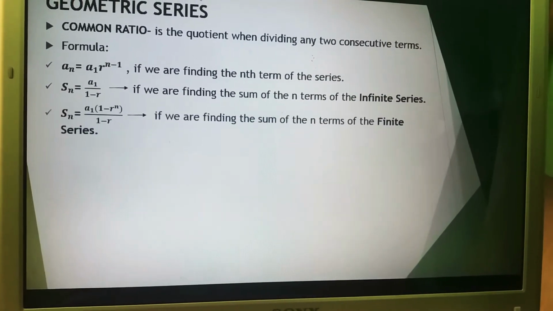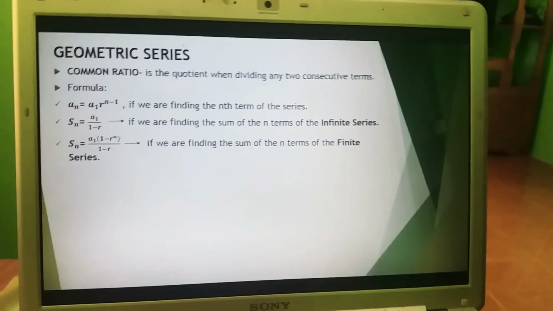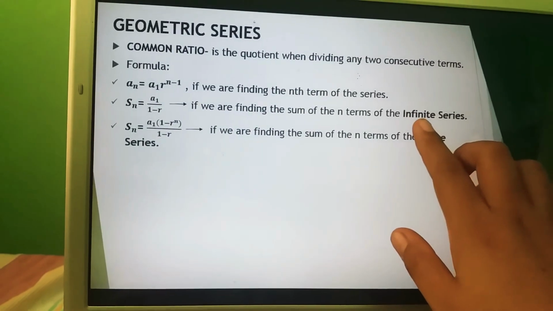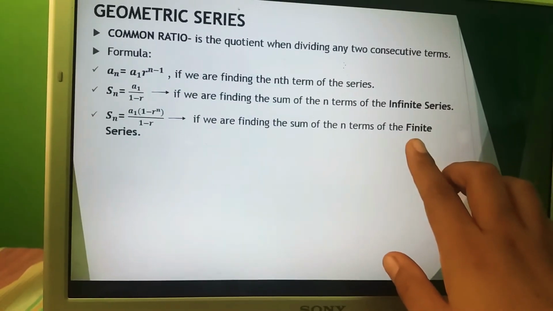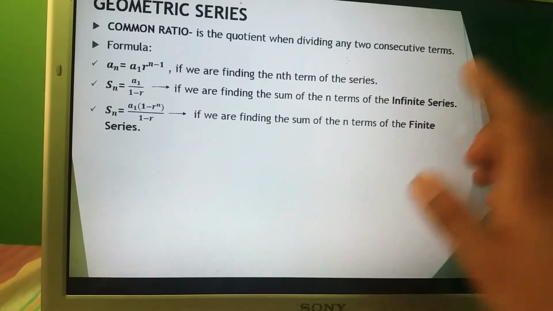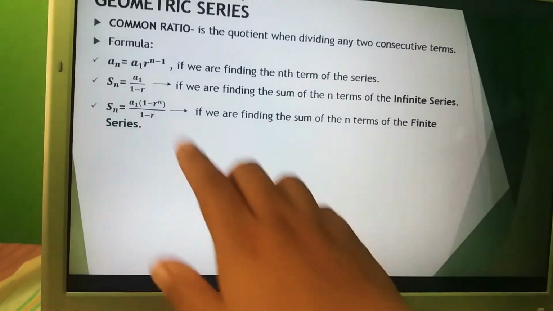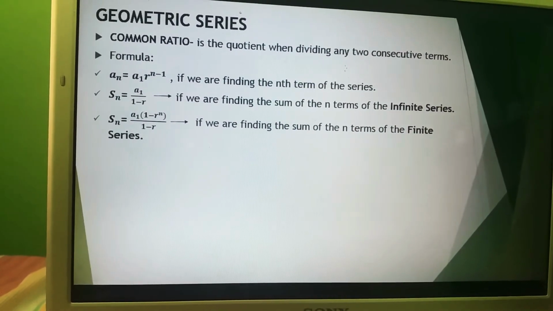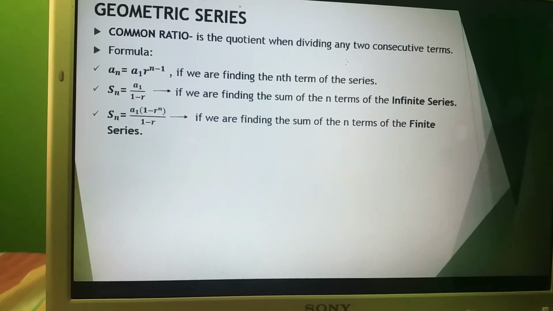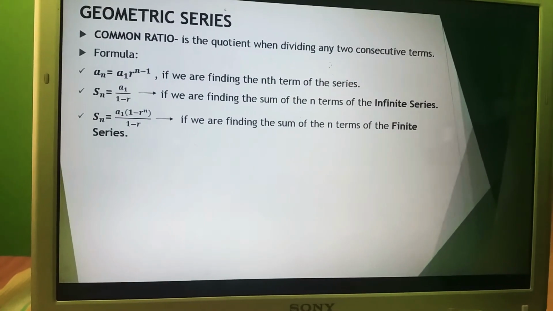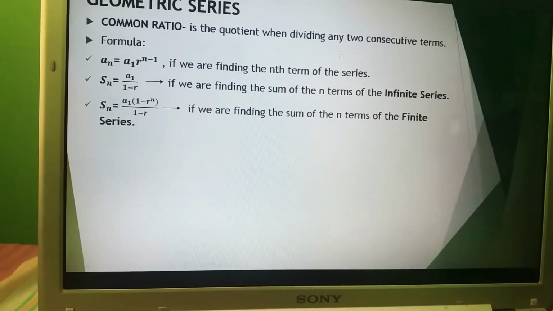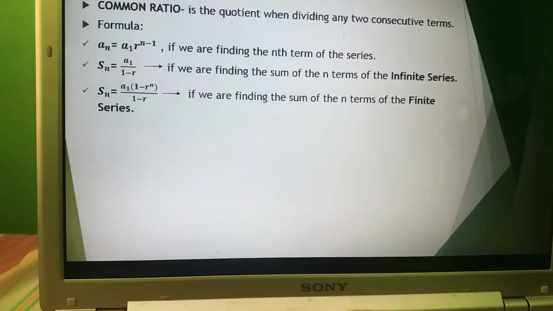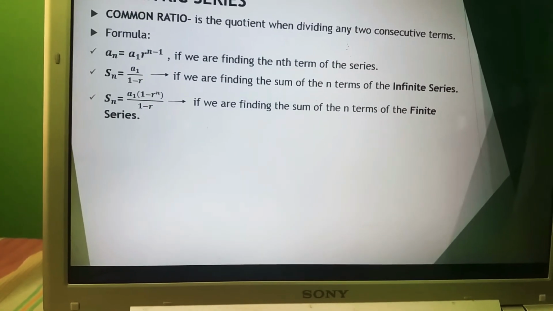We have two different formulas for finding the sum because a geometric series can be an infinite series or a finite series. We can say that infinite series kapag may limit, kapag sinabi kung ano yung n, kapag sinabi na pang 20 na number o kaya yung first 10 na number, ano yung sum nun. Pero pag hindi niya sinabi kung ano yung end, ibig sabihin that's finite. Kung may limit, infinite. Kung walang limit, finite.